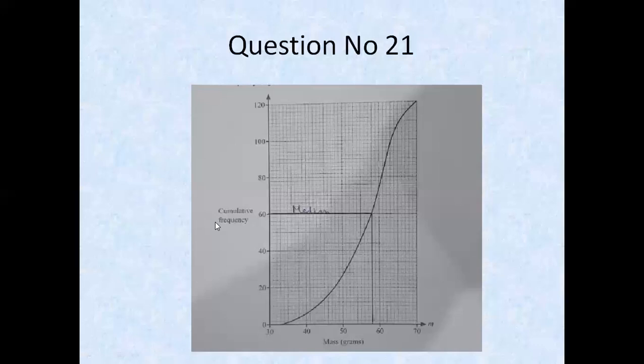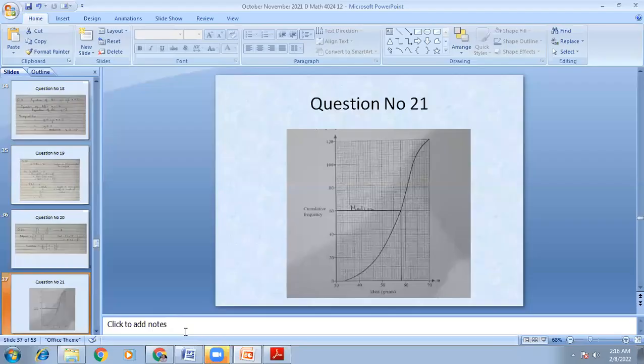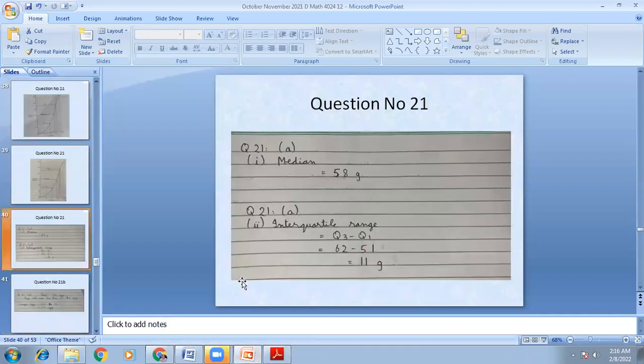So median means Q2, second quartile, and that's 50% of the cumulative frequency. So 50% of the 120 will be 60. On the y-axis, find where the 60 is. From there, go to the graph, and from there, go down to the x-axis, check what's the value there. Whatever this value is, it's something like 58, 57. That's your median. I can show you the number results. So the median is 58.